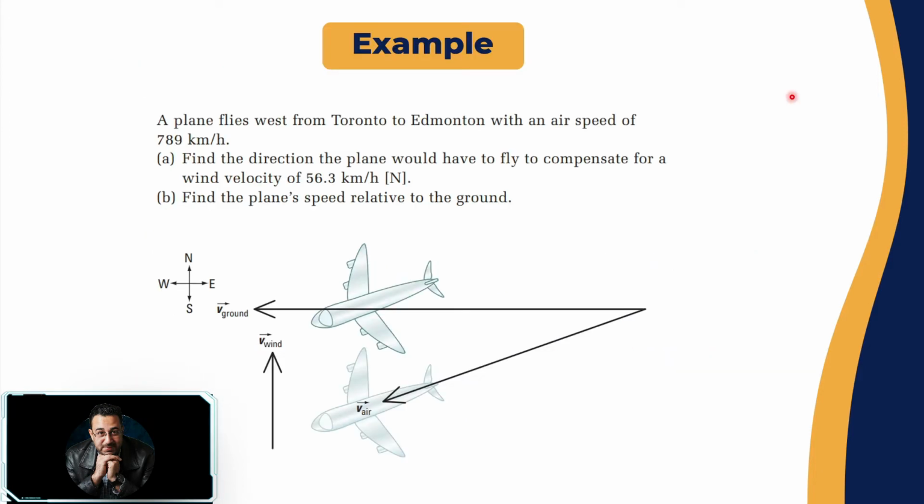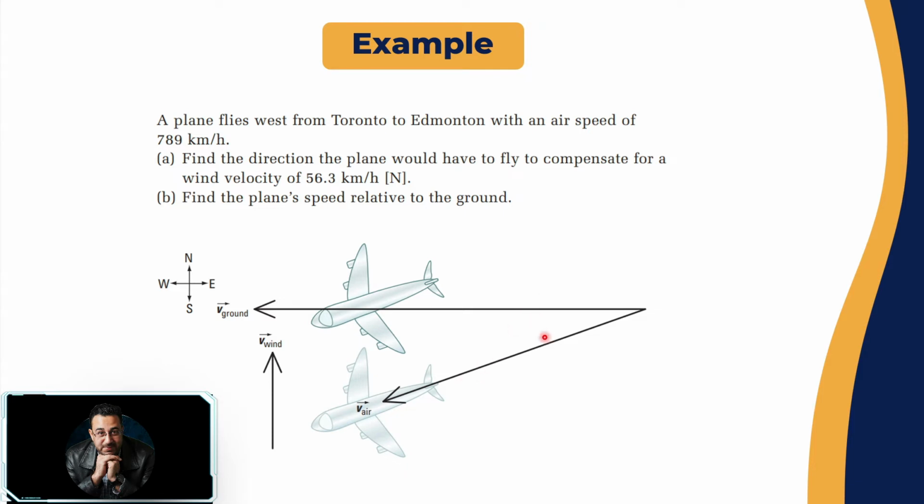Now let's take a full example on the non-collinear relative motion. Say we have a plane flying west with an airspeed of 789 kilometers per hour. Find the direction the plane has to fly to compensate for a wind velocity of 56.3 kilometers per hour north. So we have wind going north, and the airplane is going with an airspeed of 789 kilometers per hour. How would we find the direction?